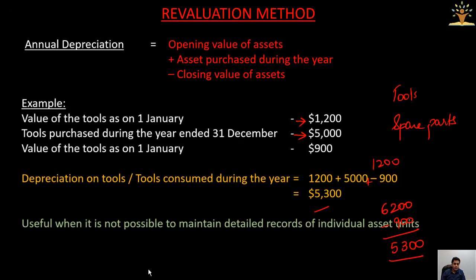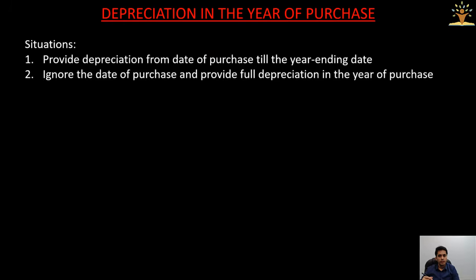Okay. When is this method used? This method is used when it is not possible to maintain detailed records of individual assets of the firms. Now, for your syllabus, there's a typical example, a typical adjustment that you need to learn, the date of purchase.